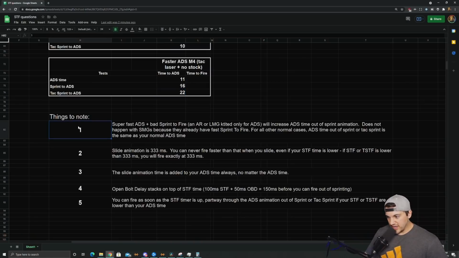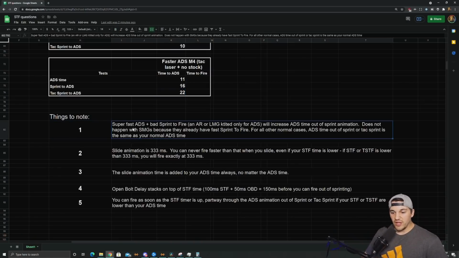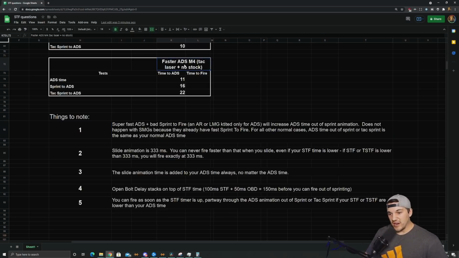So these are the things that I wrote down that I found out about this and helped me understand it. The first thing, if you have a gun with super fast ADS time and bad sprint to fire time, for example, this super fast M4 that I built had nothing that helped with its sprint to fire times, but had tons of attachments to help with ADS time, it can actually make it so coming out of sprint, your ADS animation takes longer. My base ADS with this build was 11 frames. It took an extra 5 frames to ADS out of sprint. And then it took an extra 11 frames, so it doubled my ADS time coming out of Tac Sprint.